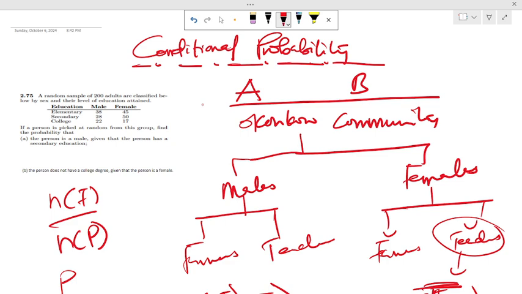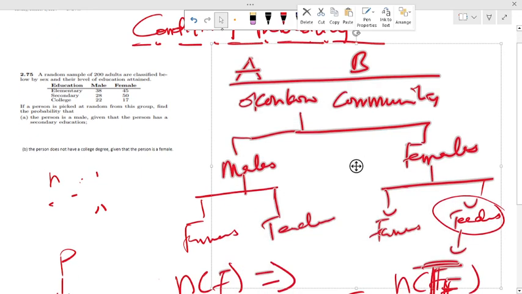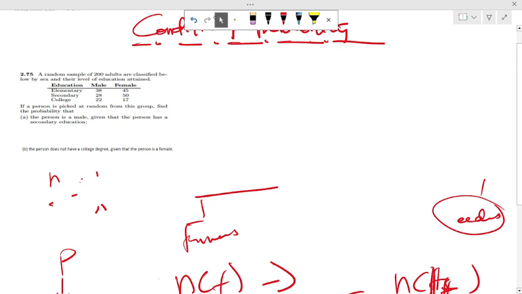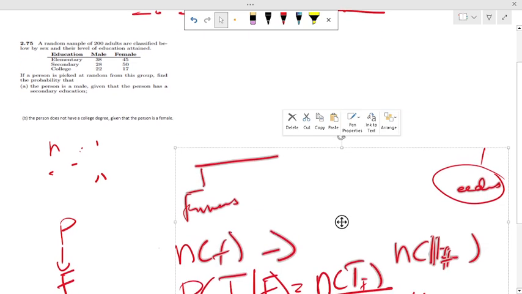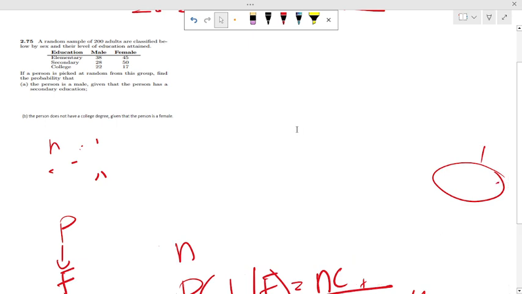A random sample of 200 adults are classified below by sex and their level of education. So this is it. If a person is picked at random from this group, find the probability that the person is a male given that the person has secondary education. Now what is the condition that they've given you? The person has secondary education.